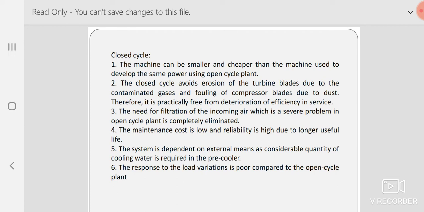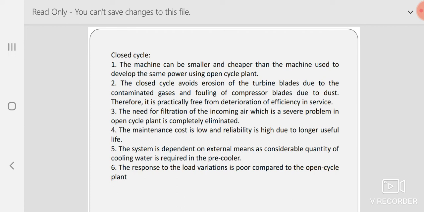Because in closed cycle gas turbine, you are recycling the same gas again and again. So there is no scope of special filtration for that. The gas itself is impurity free, dust free, water vapor free. Filtration is not required. The maintenance cost is low and reliability is high due to longer useful life.